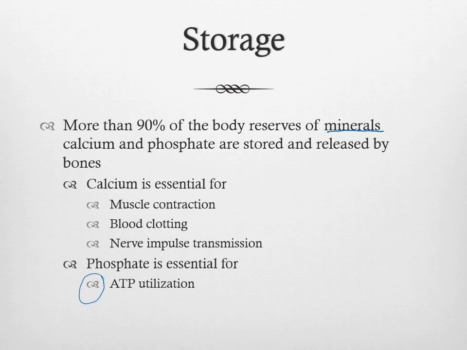We convert the energy stored within the glucose, proteins, and lipids from our food into ATP, and so we need a ready source of phosphorus in order to do that. In addition, the calcium stored in the bone, as we'll see once we get into other systems, we use for muscle contraction. It's also important for nerve impulses. And lastly, it's an integral part of our blood clotting.